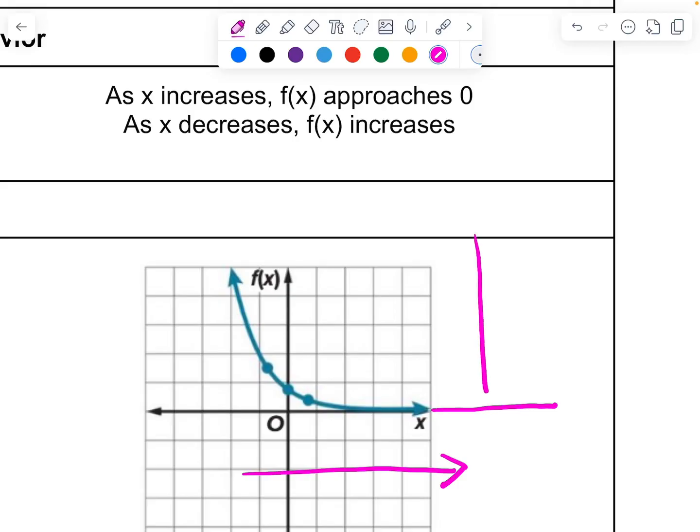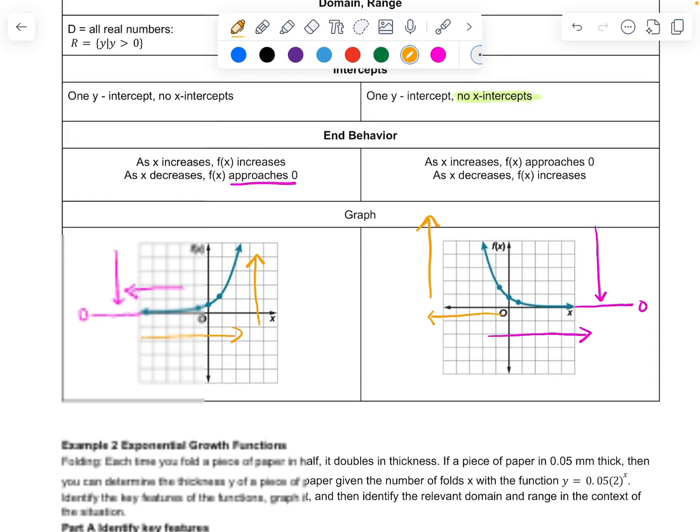The y approaches here, but never gets to 0. It never touches that x-axis. Whereas the x's decrease, the y's get bigger. Okay? So let's look at this.